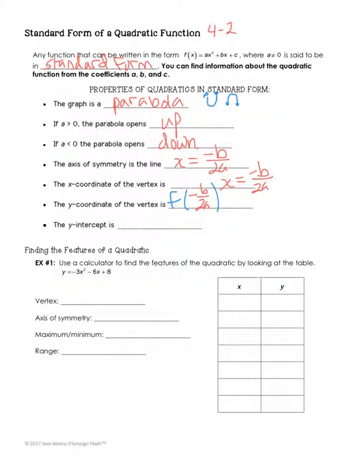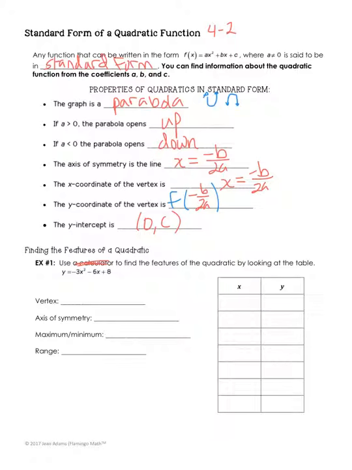Then it says use a calculator to find the features. We do not need a stinking calculator to find the features. You could use a calculator, but there's a non-calc portion and a calc portion on this test, so we're going to learn how not to.